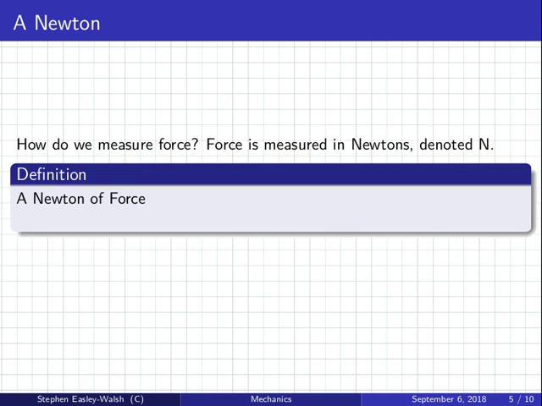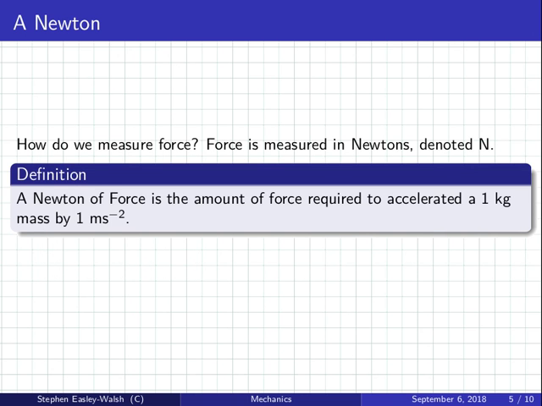Does anyone know what the definition of a newton of force is? How much force is a newton of force? How big is a newton? We say a newton of force is the amount of force required to accelerate a kilogram by a meter per second squared. 1 newton will take 1 kilogram and give it an acceleration of 1 meter per second squared. That's what a newton will do. This definition is actually very common in the exam. I've seen it 3-4 times now. What is a newton? So it's pretty common.